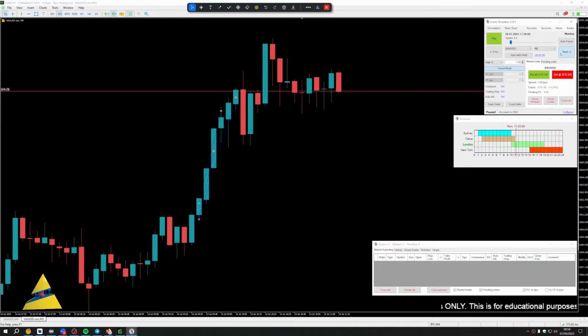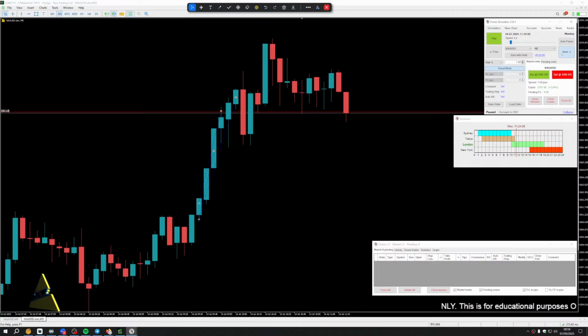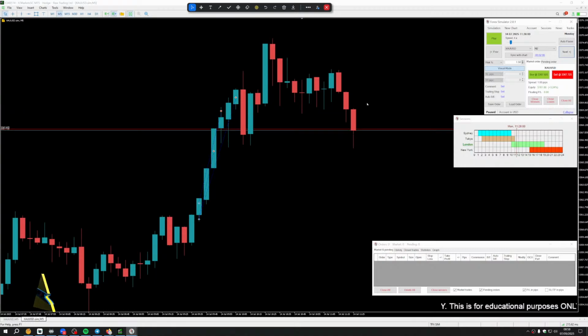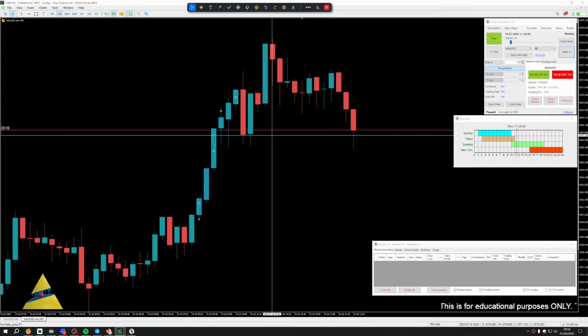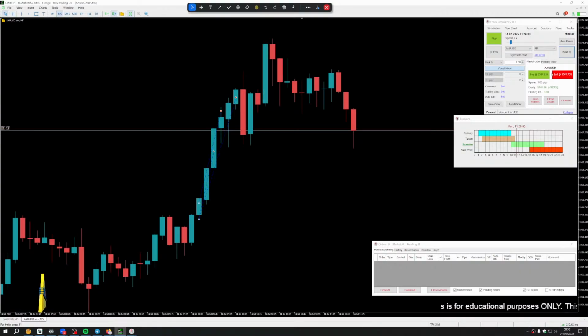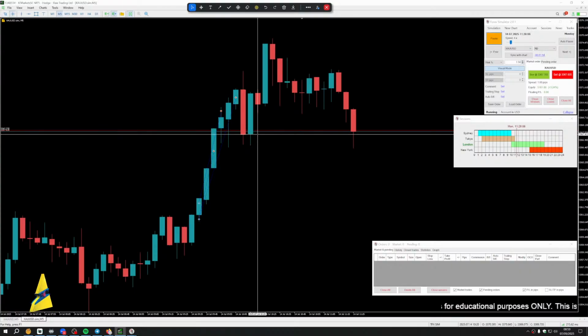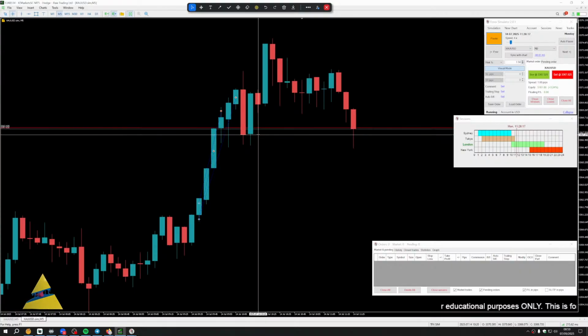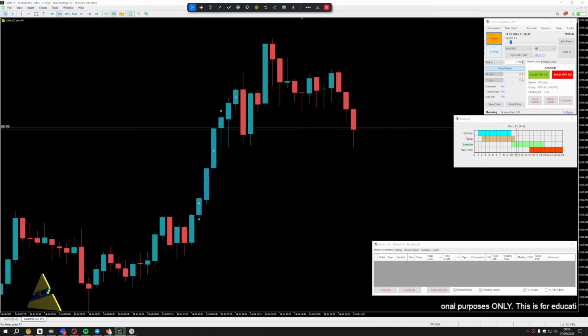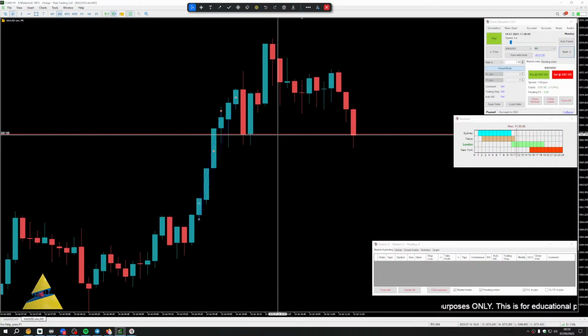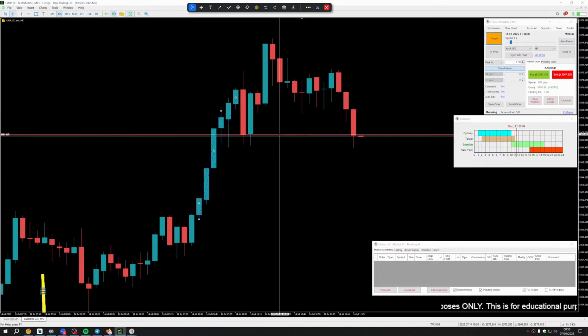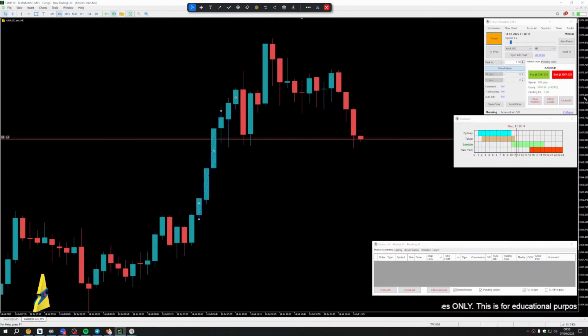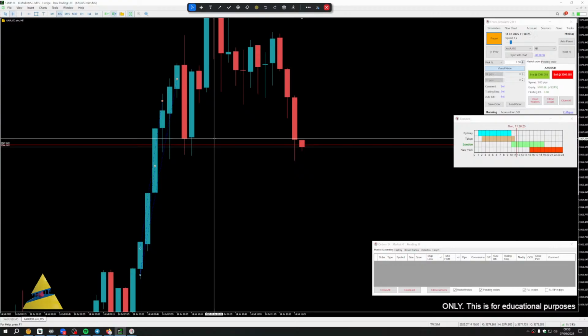Rejecting. More structure. Yeah, look at this. It's starting to flirt with this support area. So I'm thinking about whether I should take a sell over here for price to move down. Let's see how the candlestick first closes. Yeah, I don't like this. I don't like this close. It's such a small close. Maybe if we close a bit stronger, I would take it.